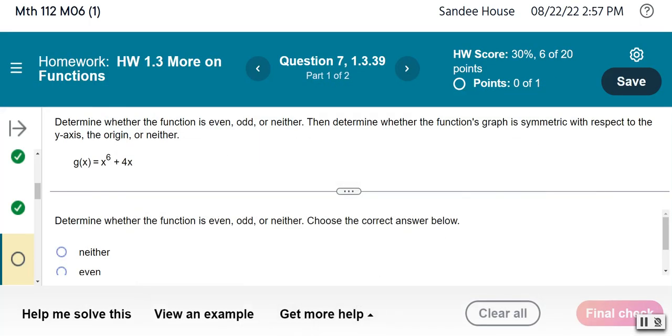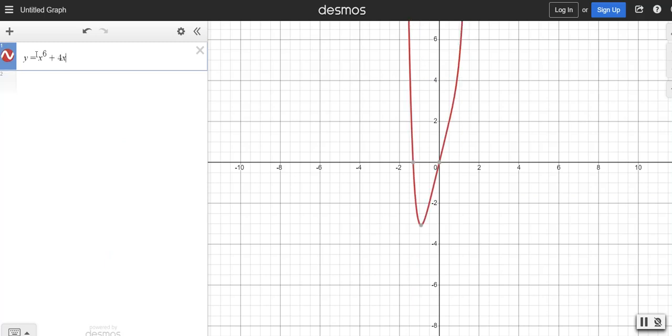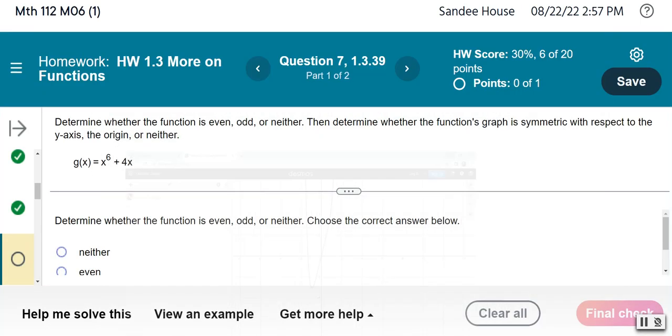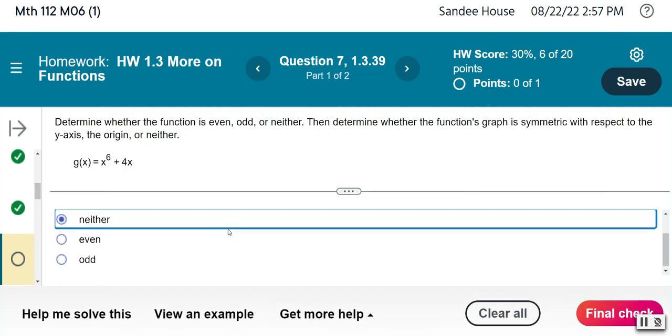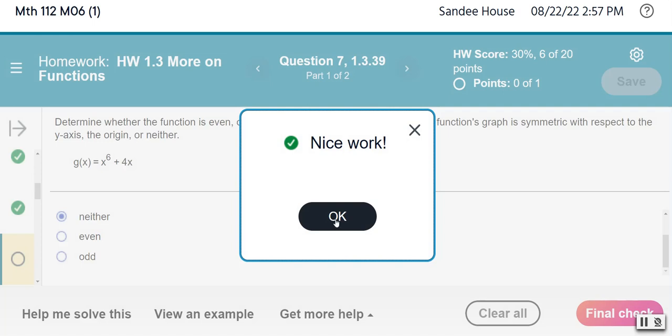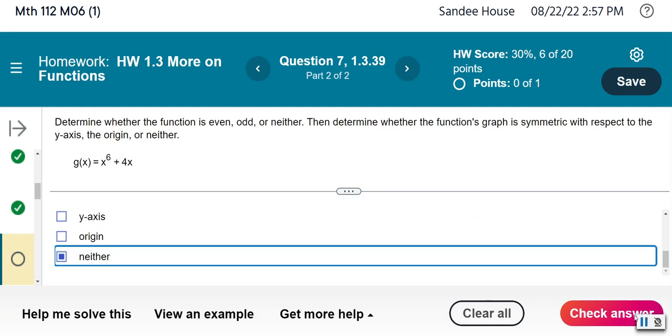So taking a look at this in Desmos, x to the 6 plus 4x, you can see, look, it doesn't have symmetry about the y, and if I flip it upside down, that point's going to be at the top instead of at the bottom. So this one is going to be a neither. And it has no symmetry.